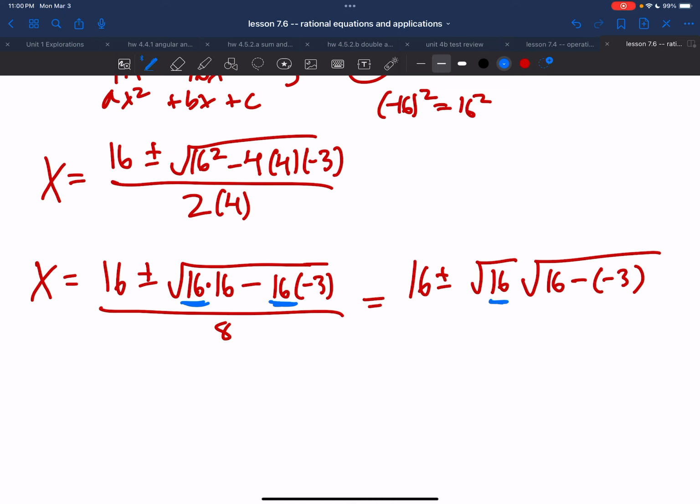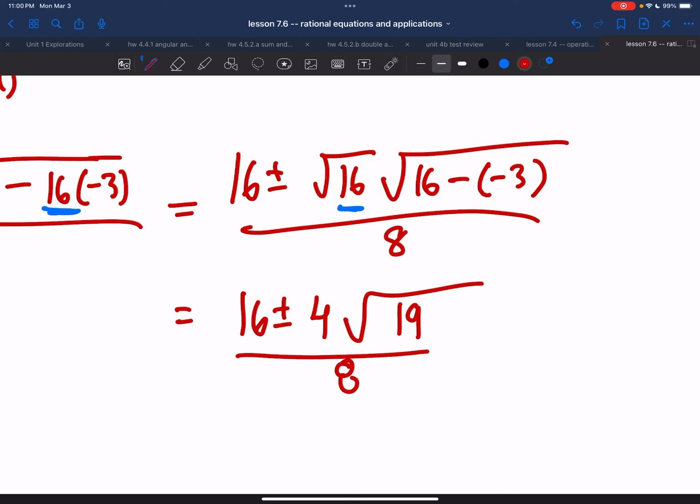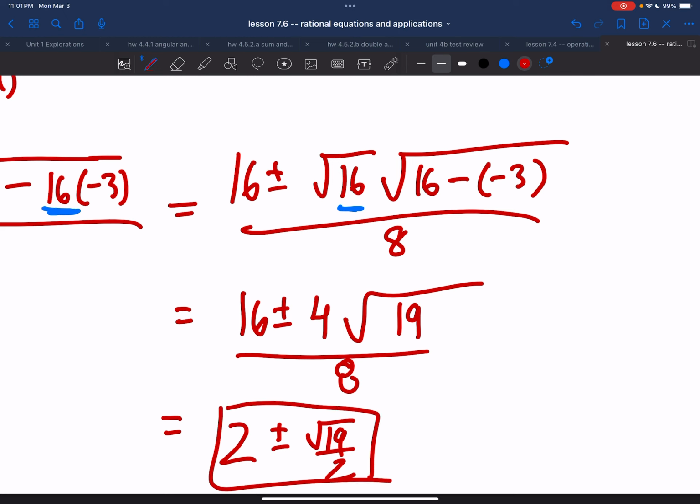See, what I did was I used this 16 as a GCF, pulled it out, and separated the square roots. And you're like, you're allowed to do that? I'm like, of course you can. We talked about that. Unit 6, right? Factoring out a GCF within the square root. And so then what happens here is I get 16 plus or minus the square root of 16, which is 4. And then 16 minus negative 3 is like 16 plus 3, which is 19. And then this is over 8. Then, of course, 16 over 8 is 2, and 4/8 is a half, so it's 2 plus or minus root 19 over 2.